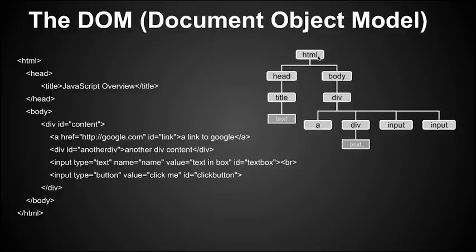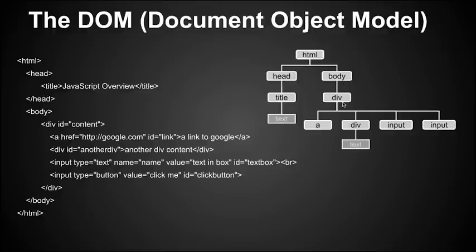HTML is the highest element in the hierarchy, and then you have the head and the body. Those are two children of the HTML, if you will. And then the head has a child of title, and the title has text of JavaScript overview, and that would be here.